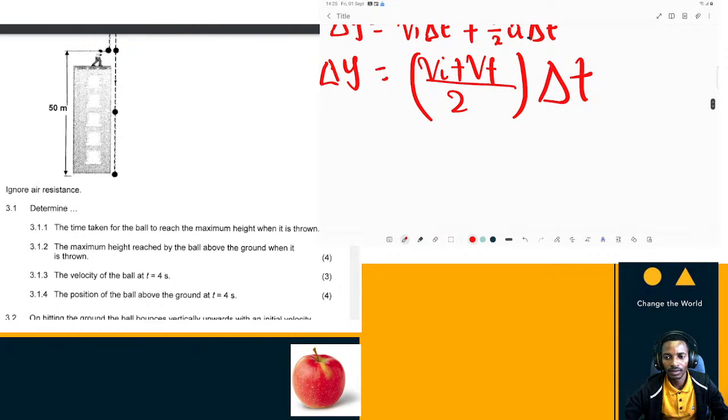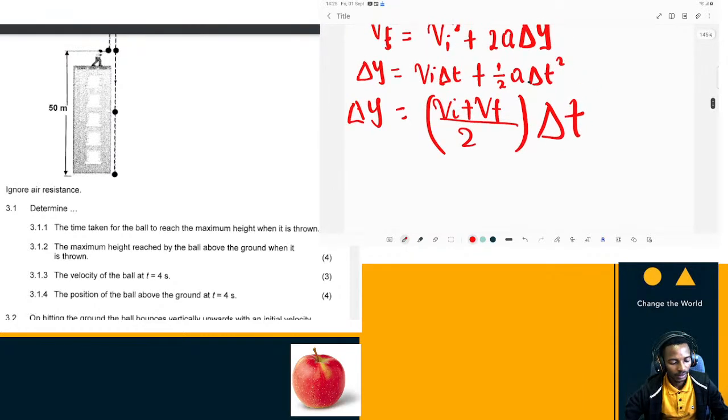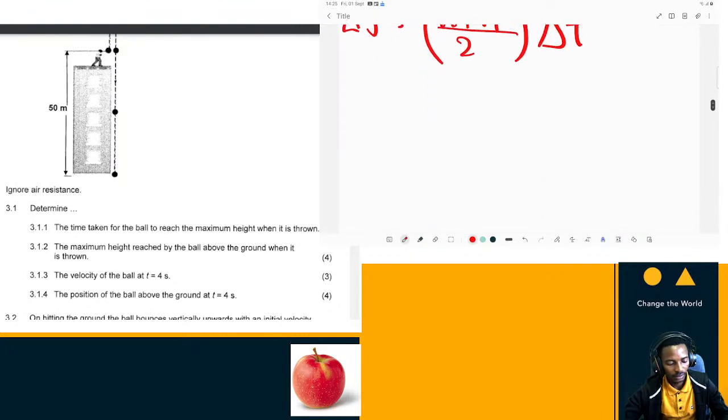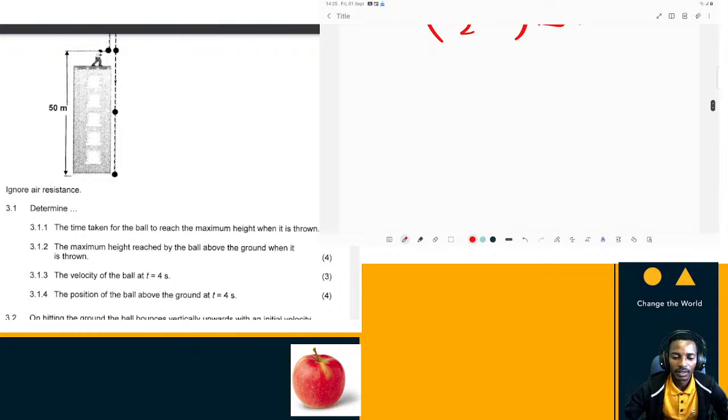So today we are doing projectile motion. So let's look at this question.